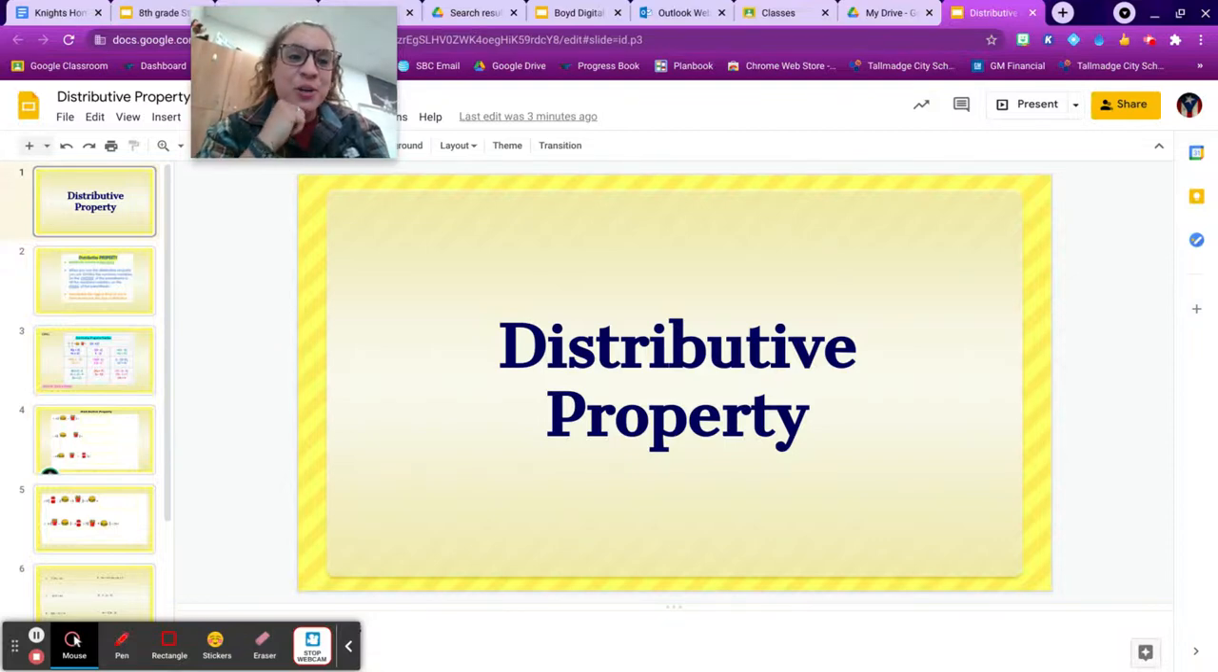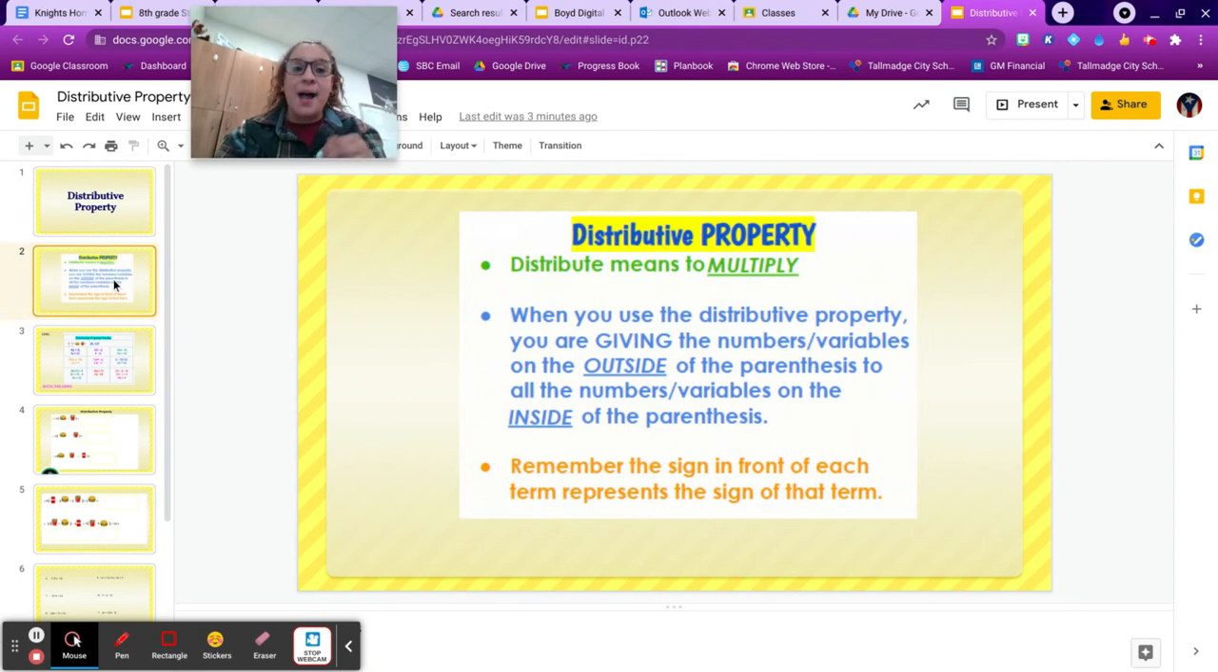Guys, today you're going to be learning about the distributive property. So the distributive property, last year, you might remember, you talked about it. All the distributive property tells us to do is to multiply whatever's on the outside of our parentheses by every term inside the parentheses. All right, so distributing just means multiplying. When you distribute, you are giving the numbers or variables that are on the outside of the parentheses to all of the numbers or variables that are inside the parentheses.